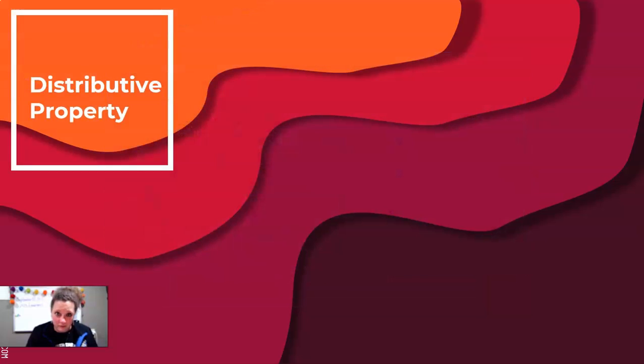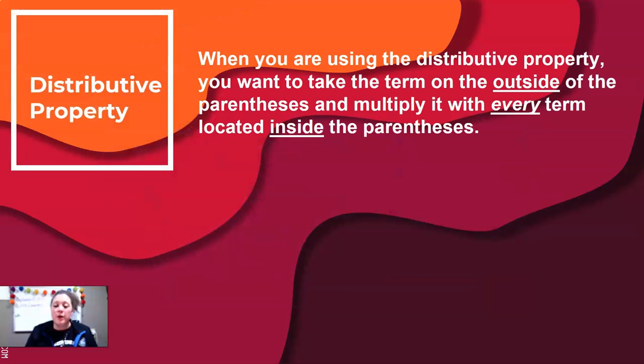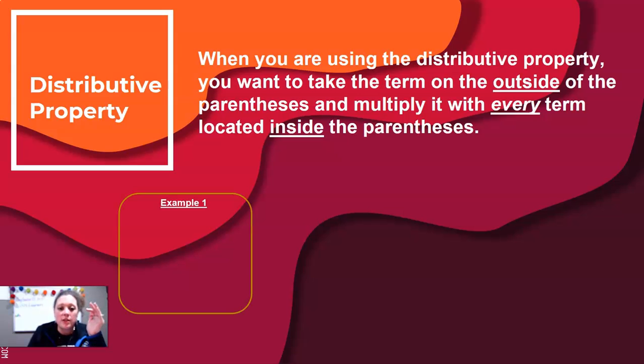Here we go. So as you are all aware, hopefully, when you are using the distributive property, you want to take the term that is on the outside of the parentheses and you need to multiply it with every term that's located inside the parentheses. What does that all mean? Now, you've done distributive property in the past. I could almost guarantee that you have, because you have made it to Algebra 1, right? So let's look at a couple examples.